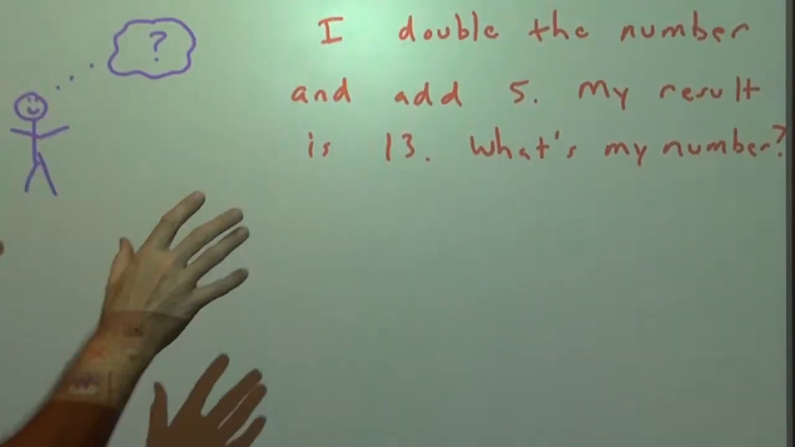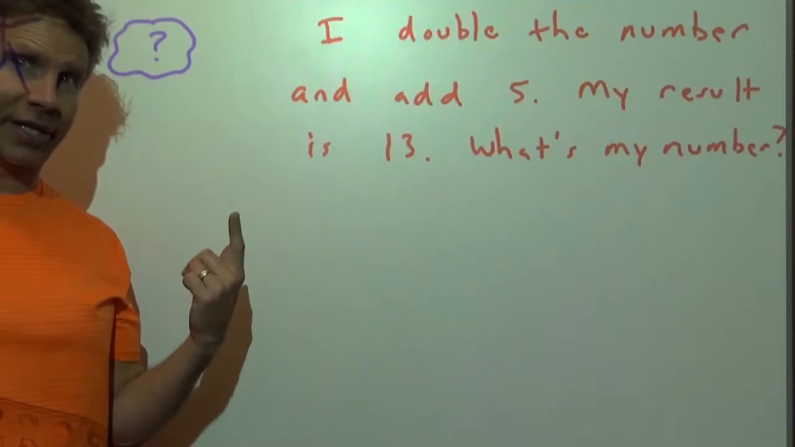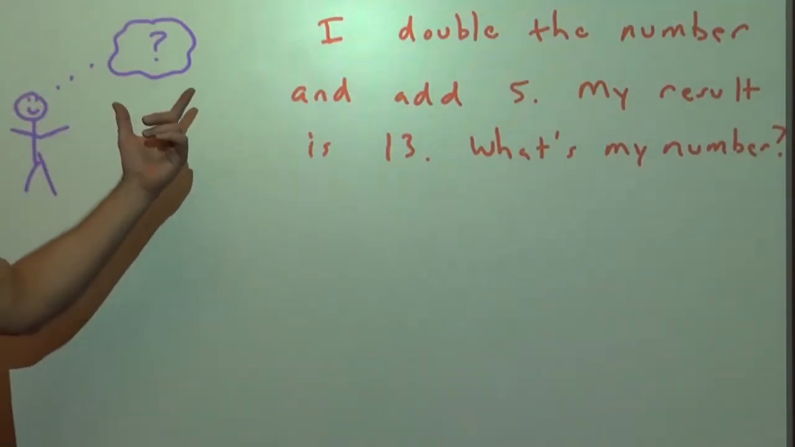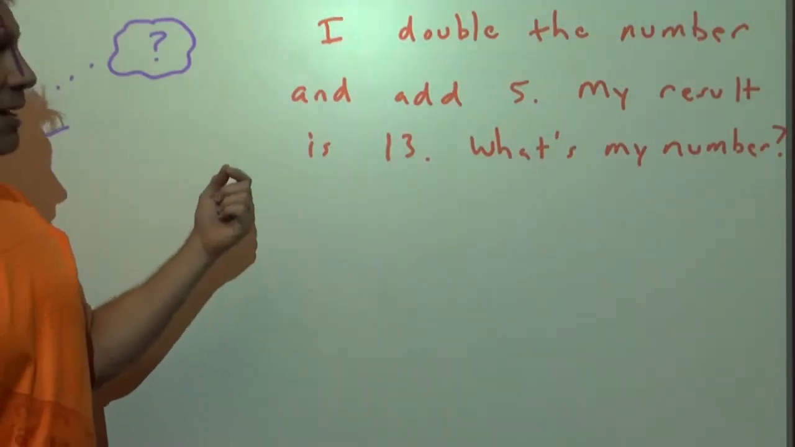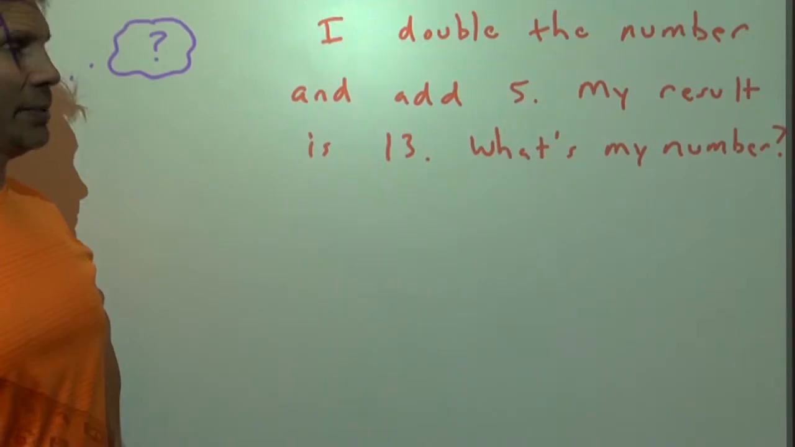I want you to do this problem in your head because you're going to convince yourself that you are logically algebra savvy. I'm going to think of a number. I double the number and I add 5. My result is 13. What's my number?